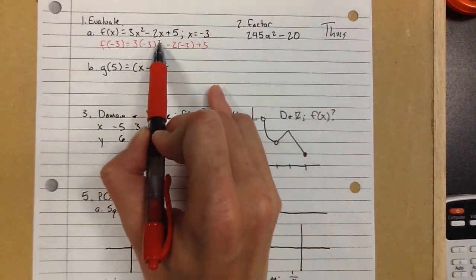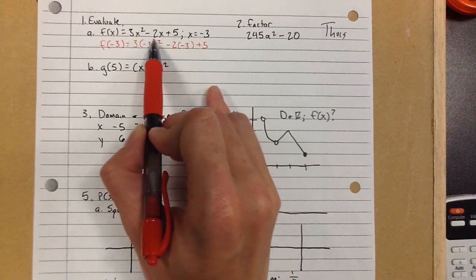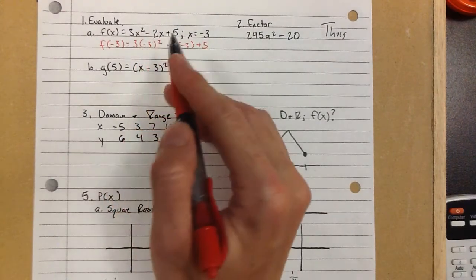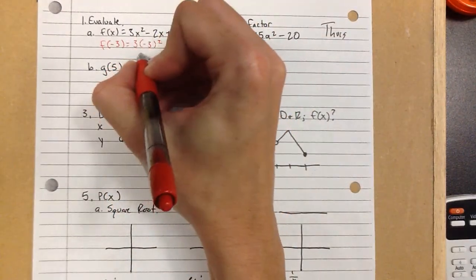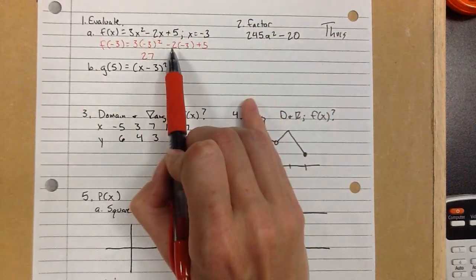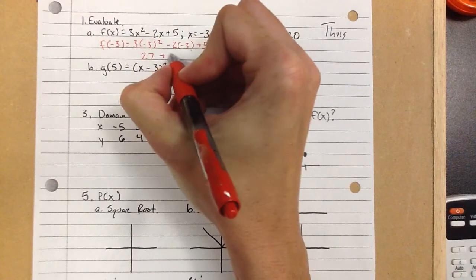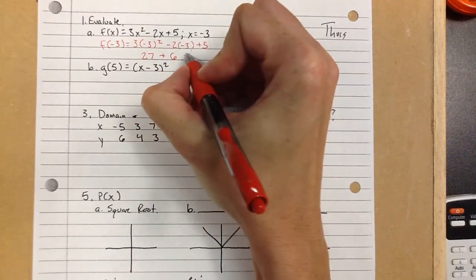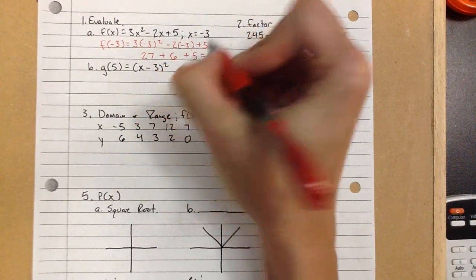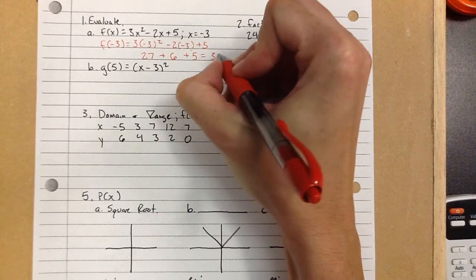So I have to take care of this negative 3 squared first. So negative 3 squared, I get 9. 9 times 3 is 27. Then I have negative 2 times negative 3, positive 6, and then plus my 5, and I get 38.